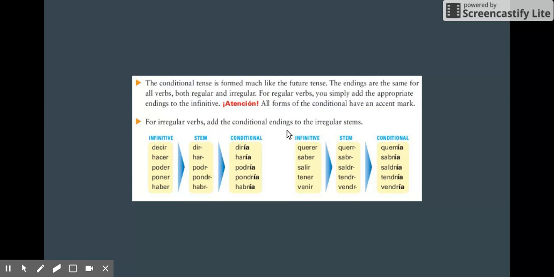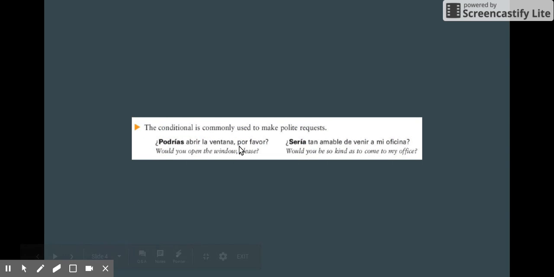Likewise, with irregular verbs, it has just a unique stem, but then all you do is add the corresponding ending depending on the subject. So the important part for this is to know the stems for these irregular verbs.